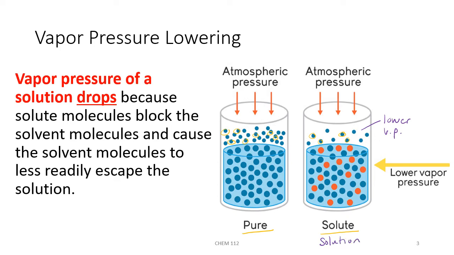This is because the red particles, which are representing our solute particles, are blocking some of the escape of our solvent particles in our solution. Therefore, there's less solvent particles escaping to that vapor phase. Whereas on the right-hand side, it's easier for a lot of our solvent particles to escape because they're not being blocked by these solute particles in the solution. So every time we make a solution, it's going to have a lower vapor pressure compared to its pure solvent.